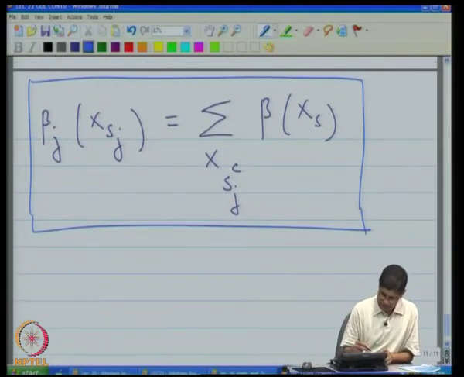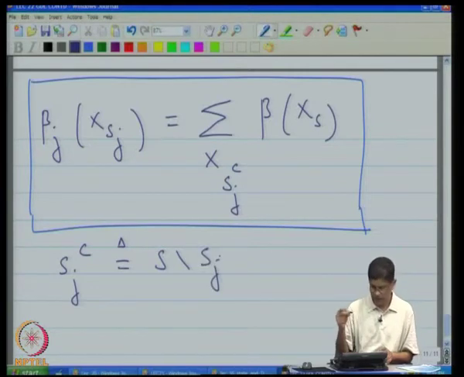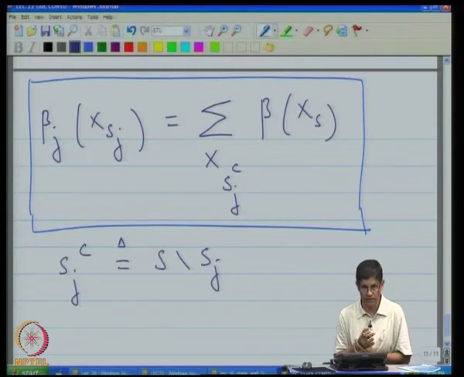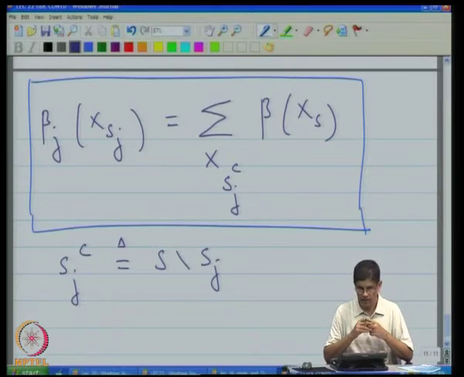Now, what does S sub j complement mean? This is simply the set of all elements in S, so it is the set theoretic complement. It is just all the elements in the universal set S apart from those in S sub j. Now, why is this called a marginalization?